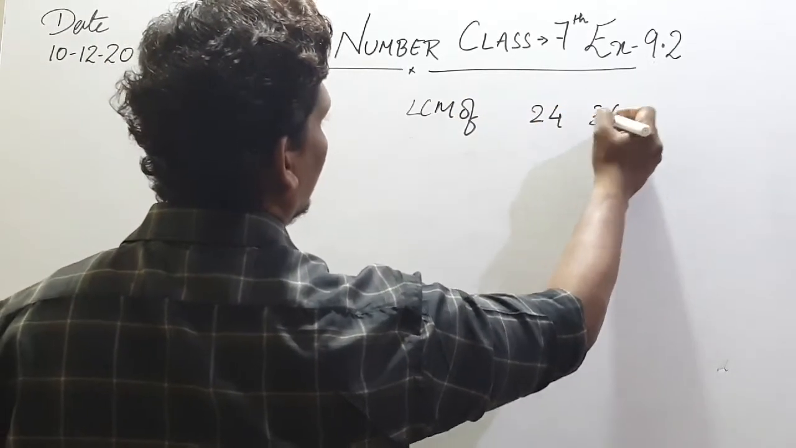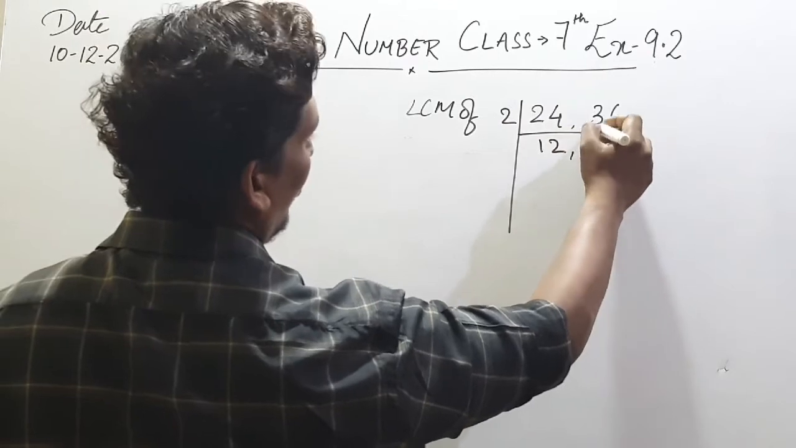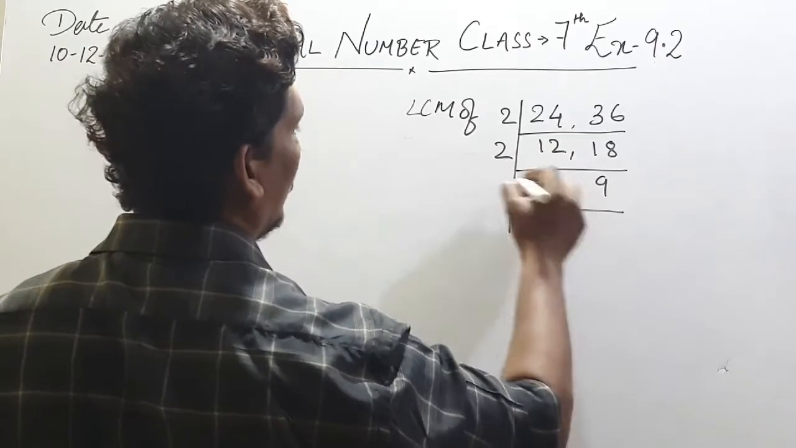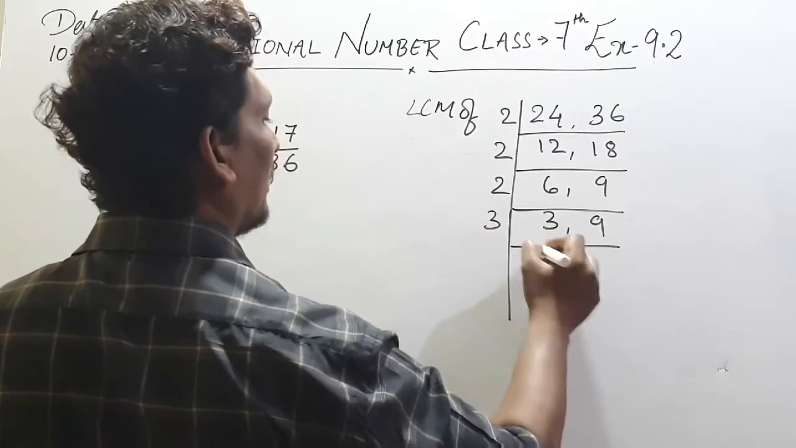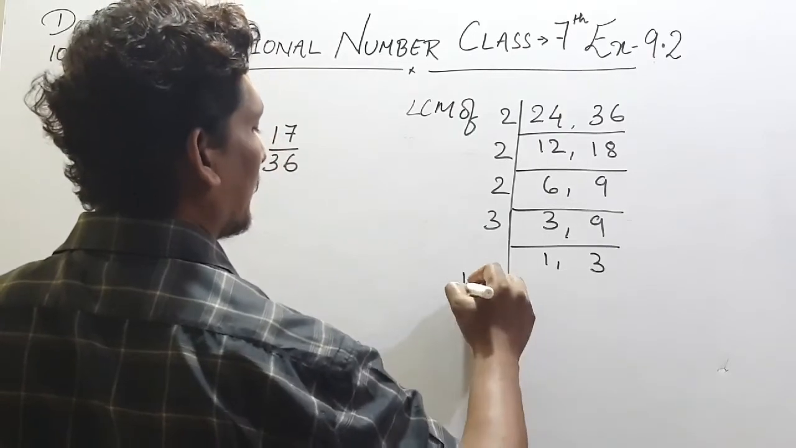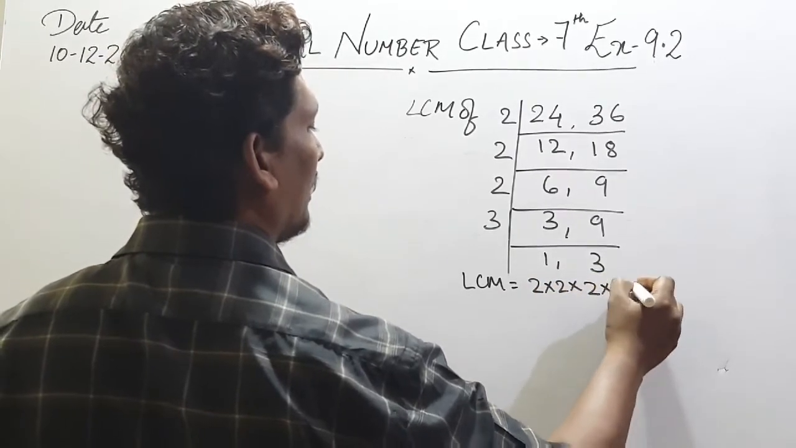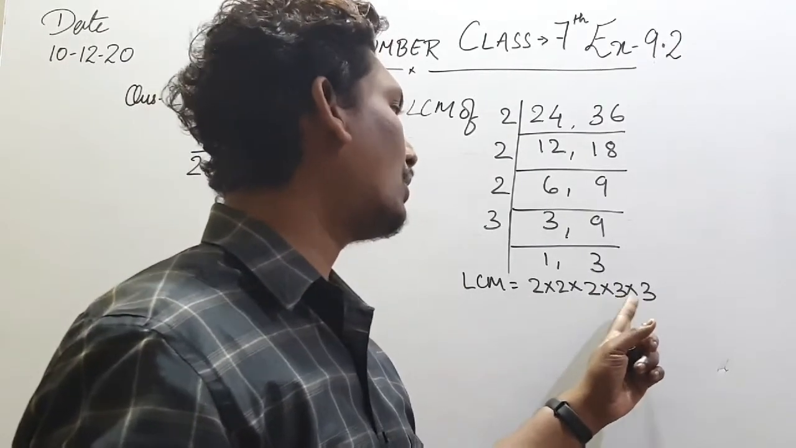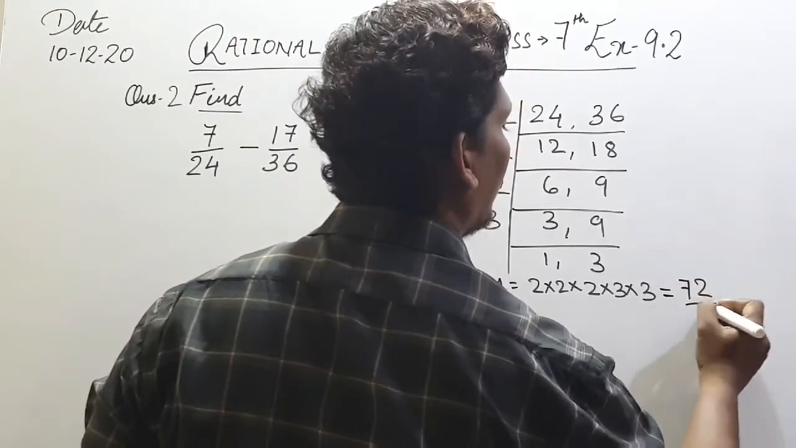24 and 36. Just take it out. So 2 ones are 2, 2 twos are 4, 6, 9, 3 and 9. So 3 ones are 3, 3 threes are 9. So the LCM is 2 into 2 into 2 into 3 into 3, right? So 2 fours are 8, 8 threes are 24, 24 into 3 is 72. So our LCM is 72.